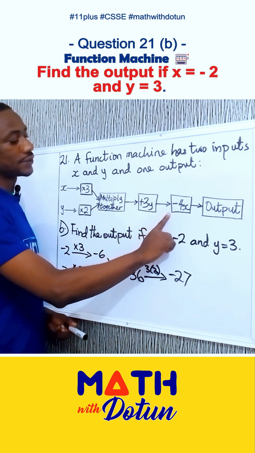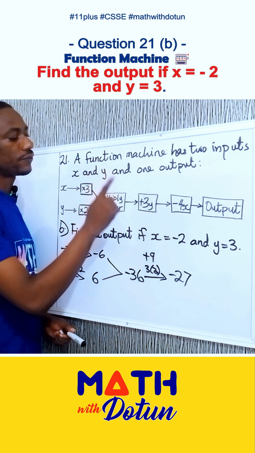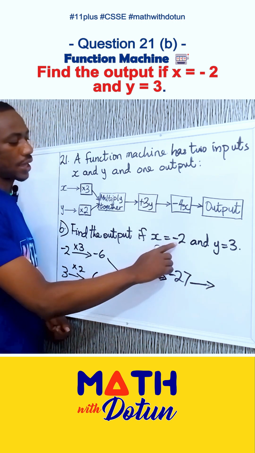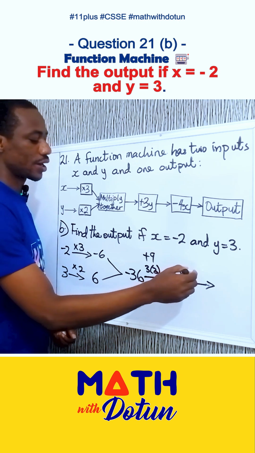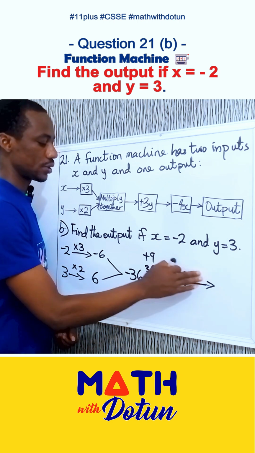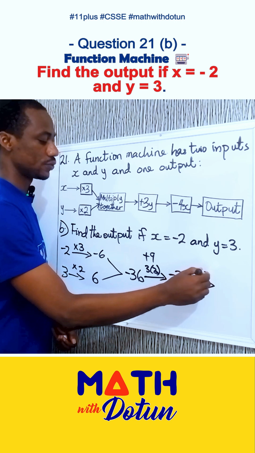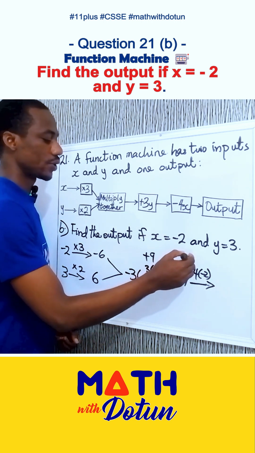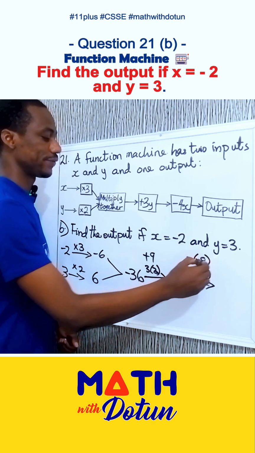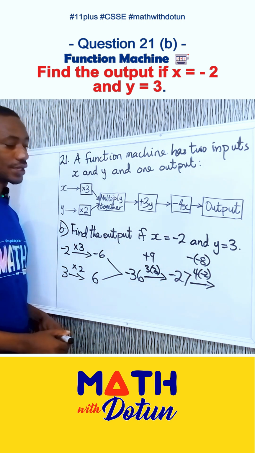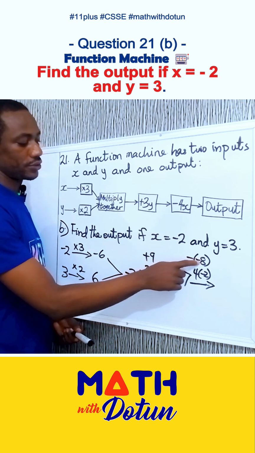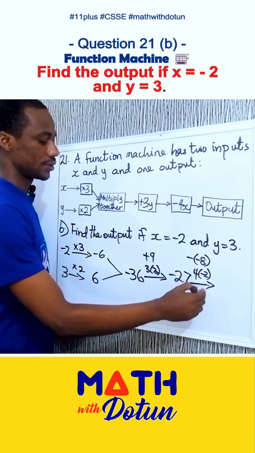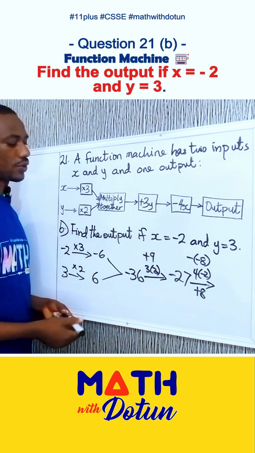Okay, next is for us to take away 4x. So we're taking away 4x, and x is -2. So 4 times -2 is -8. And then we're taking away, so we're doing minus -8. And you remember when we have a double minus, it's plus. So this is actually plus 8, because minus times minus is plus. So that's plus 8.